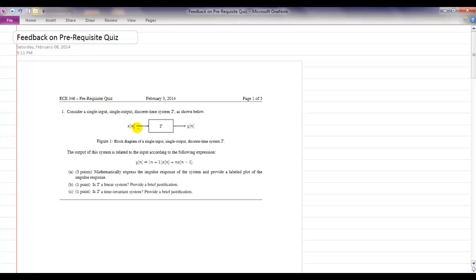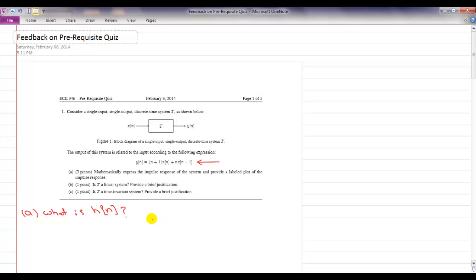The problem says that all you are told is you are given a system which is single input, so it takes an input x, it is single output, generates an output y, and it's a discrete time system, but we don't know anything more than that. What we are then told is that the input and output relationship of this discrete time system are given by this expression. And part A asks, what is the impulse response, which commonly is written as h[n].